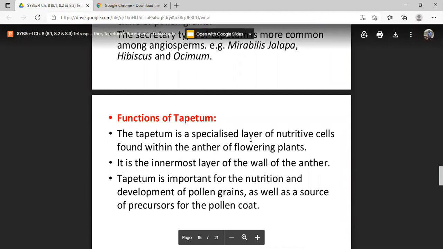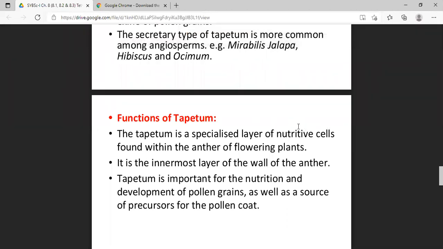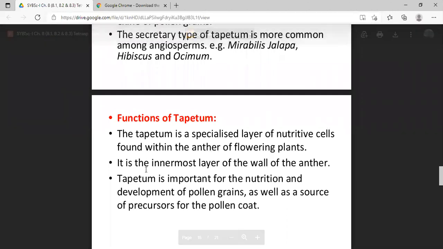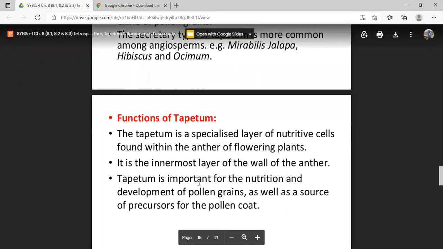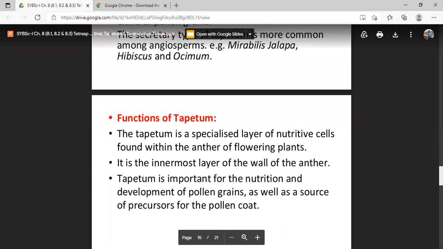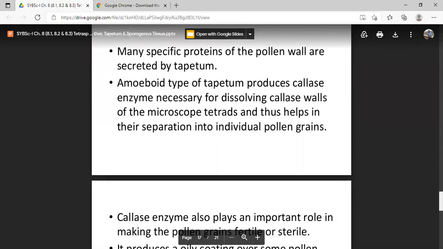First, the tapetum is the specialized layer for nutrition found within the anther, for the pollen wall. It can nourish the MMC, the microspore mother cells, or you call it the pollen mother cell. It is the innermost layer of the wall of the anther. The tapetum is also important for the nourishment and development of the pollen grain, as well as it can coat the pollen grain. Okay, so these are some functions of the tapetum.